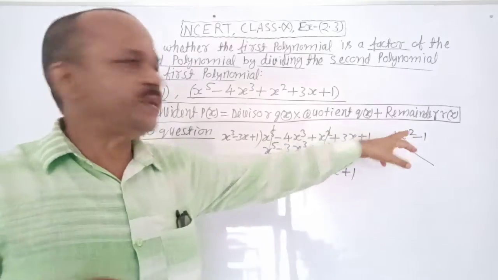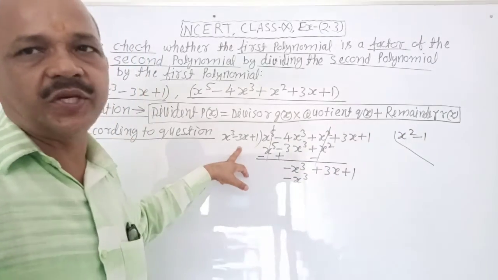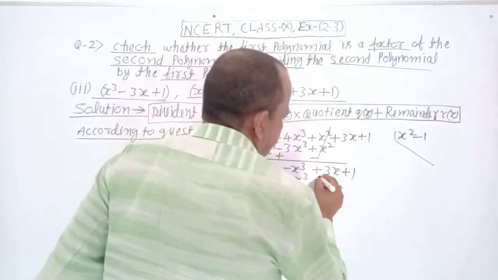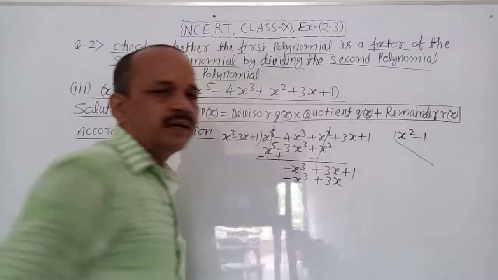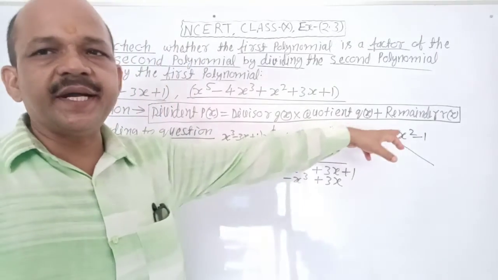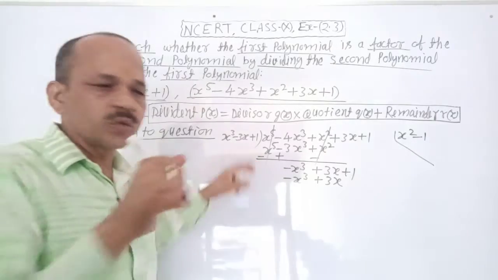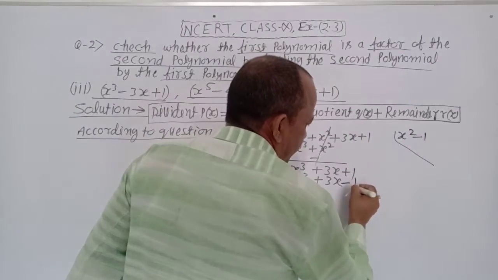Now you multiply minus 1 and minus 3x. It becomes plus 3x, so you write here plus 3x. Now you multiply minus 1 and plus 1. It becomes minus 1, so you write here minus 1.